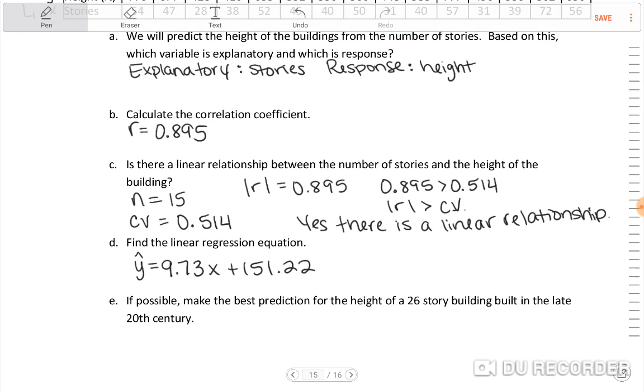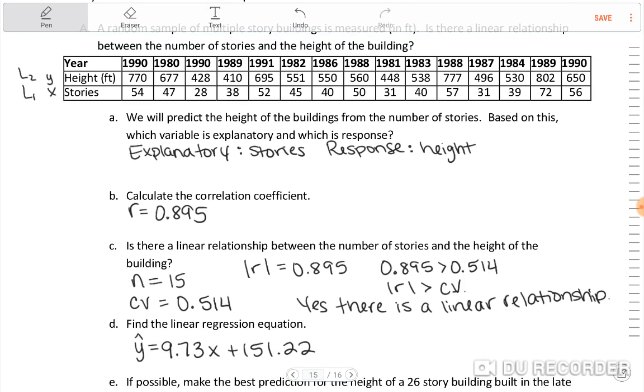And then it says, if possible, make the best prediction for the height of a 26-story building built in the late 20th century. So 26 stories. So let's make sure, is 26 within our scope? I mean, I would say yes. It looks like it's in our scope. It looks like our lowest number here is a 28, but 26 is not far off from that. So I think we're okay. We can go ahead and predict it.